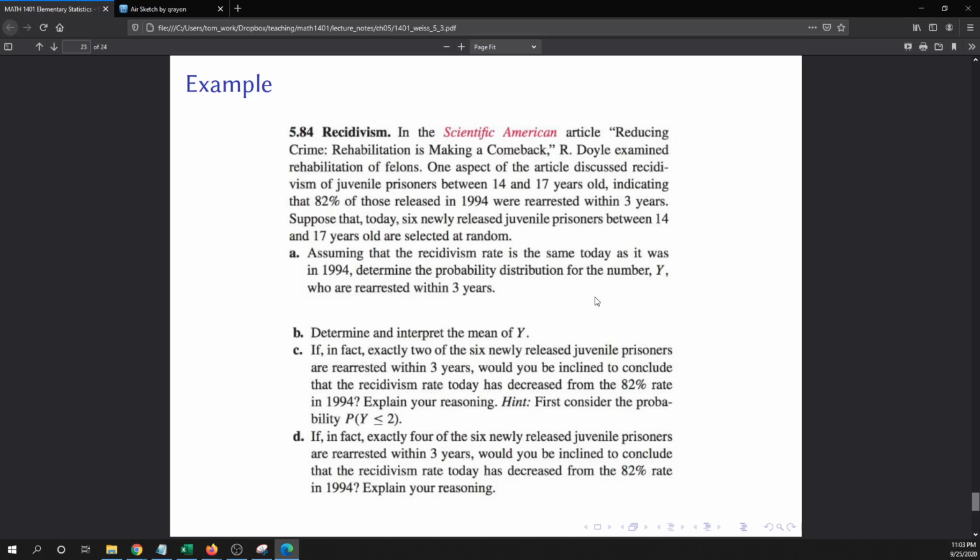So the probability of success is getting rearrested within 3 years. So again, that's an example where a success is not such a great thing. But we're just going to go with that, because it's just terminology that we are using for the problem. We are not saying that's a success in the ordinary everyday usage of that word. Okay, so a success is being rearrested within 3 years.